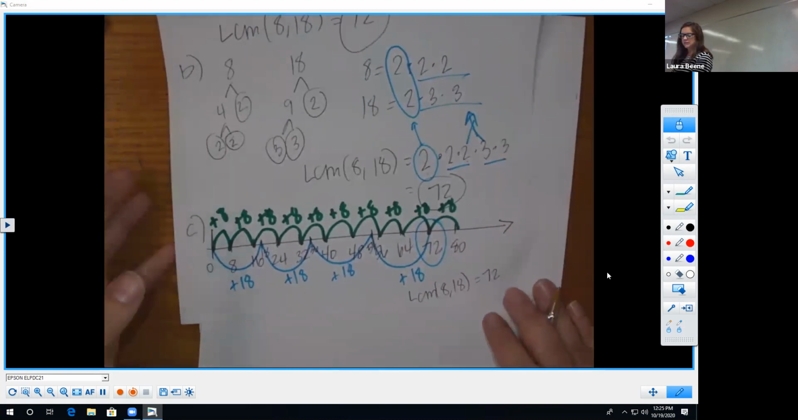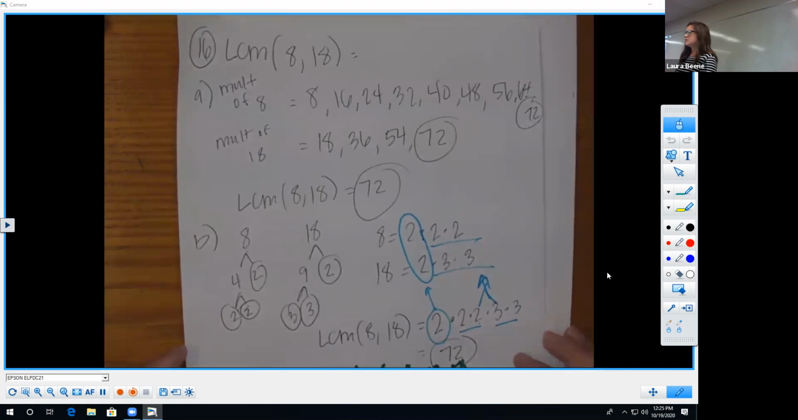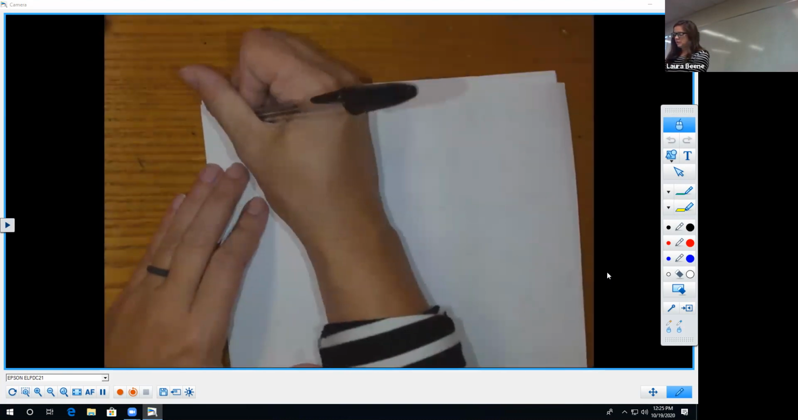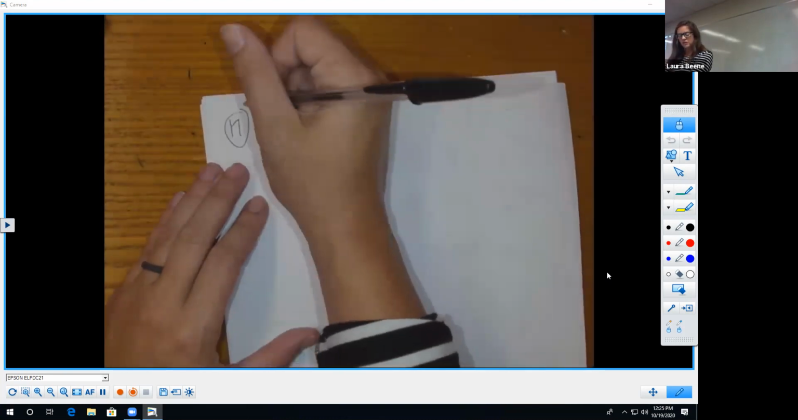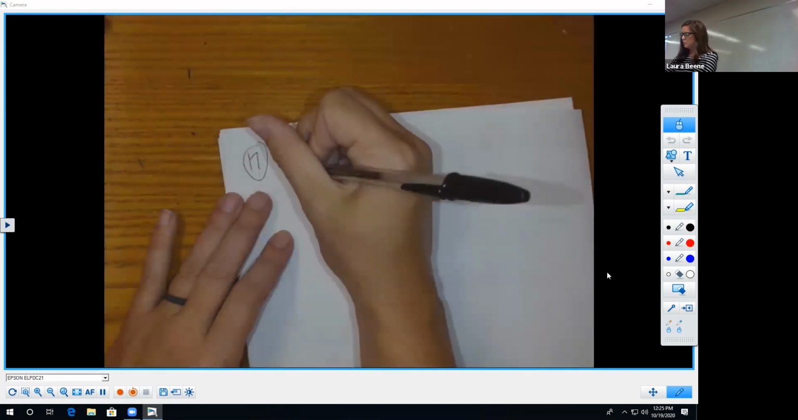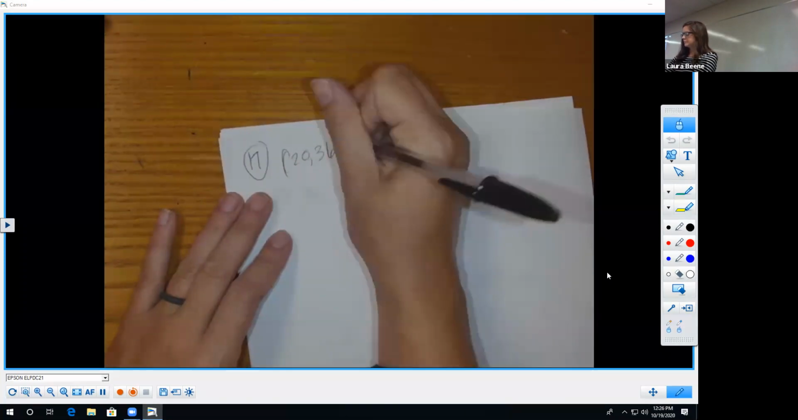Okay, so that was 16. So number 17 now. Okay, so look at number 17. It says Venn diagram. Oh, okay, to do these. So the Venn diagram for the greatest common factor and least common multiple of 20 and 36.